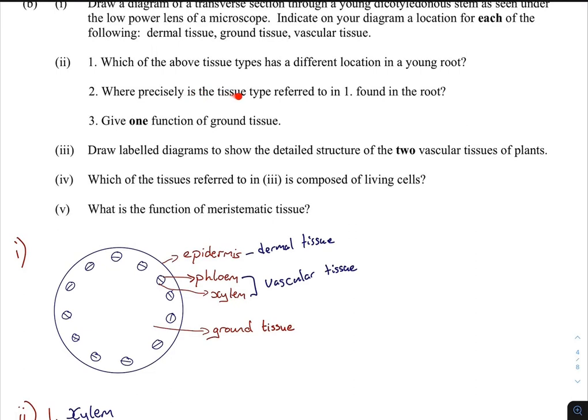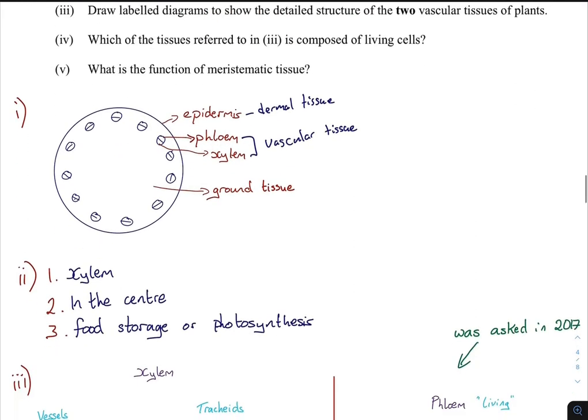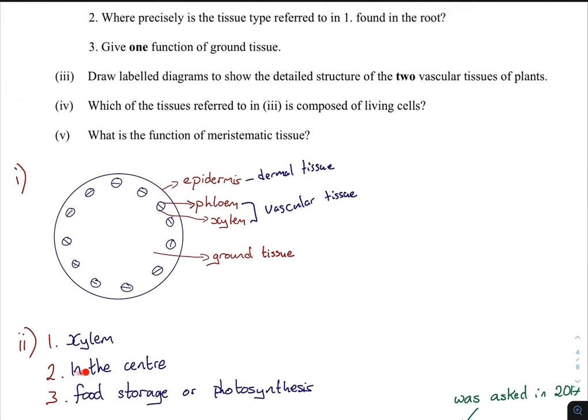Where previously is the tissue found in the root? Okay, I have it here, xylem in the center. And give one function of ground tissue. Now, you do actually need to know two functions of ground tissue, because this has been asked before. They said ground tissue is responsible for photosynthesis, helps carry out photosynthesis.